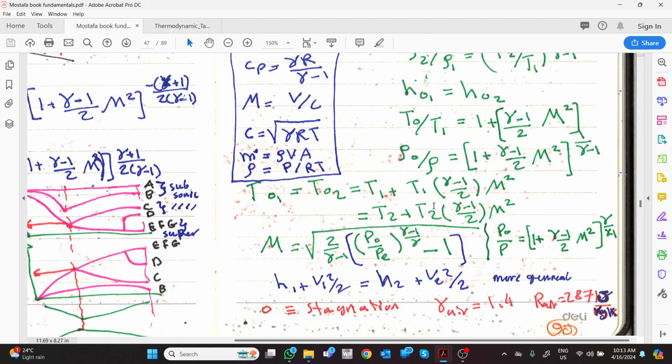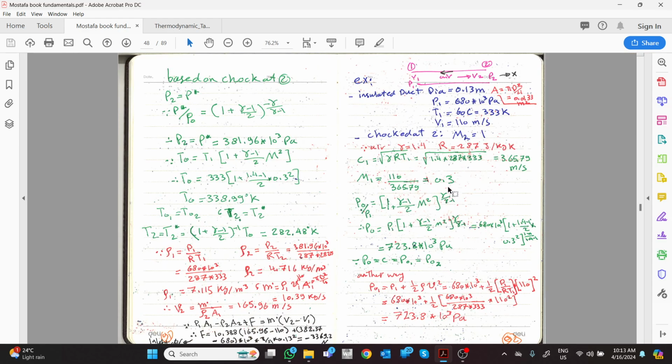Now we can start with the first simple example.